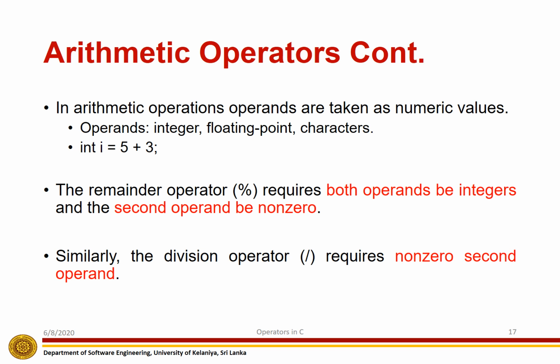The remainder operator requires both operands to be integers and the second operand to be non-zero. For example, 5 modulus 2, or 3, or 4, any value except 0. Similarly, the division operator requires a non-zero second operand. It means the divisor must be a non-zero value.